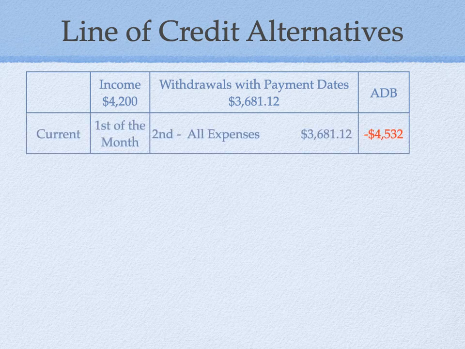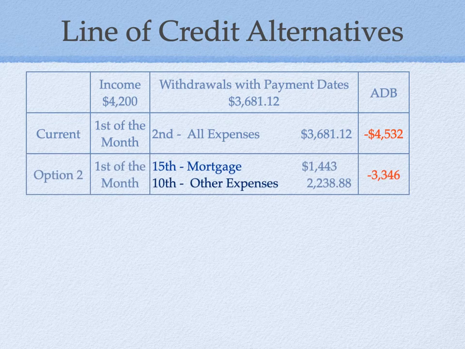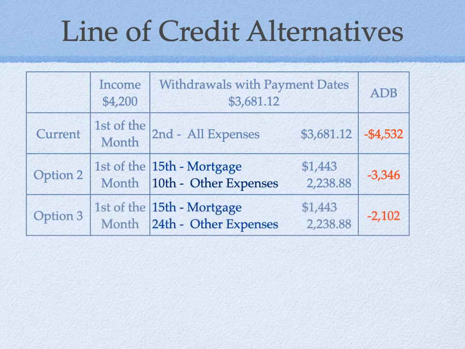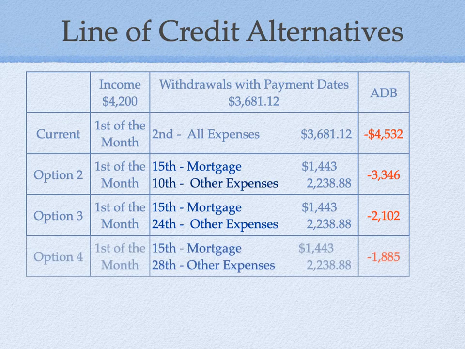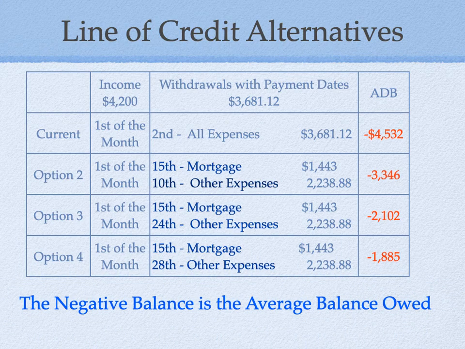The current approach that our friend here is using, by paying all his bills on the 2nd, his average daily balance is $4,500. But when he shifts his mortgage payment and his other expenses to the 10th, he drops it to $3,300. He moves it to the 24th, it's now $2,100. And on the 28th, it's now $1,800. Remember, the negative balance isn't what's owed, it's the average balance owed, which is used to calculate the interest that you will pay.